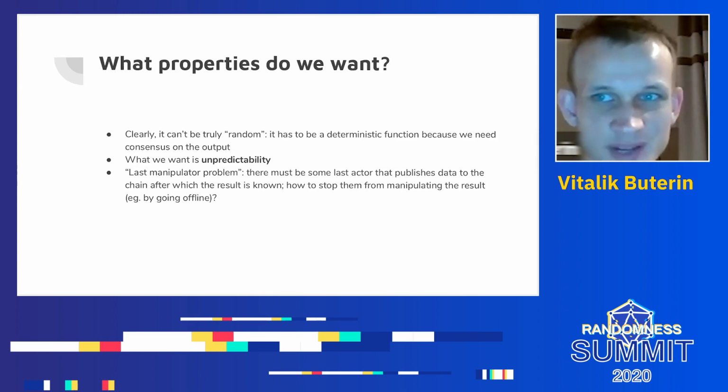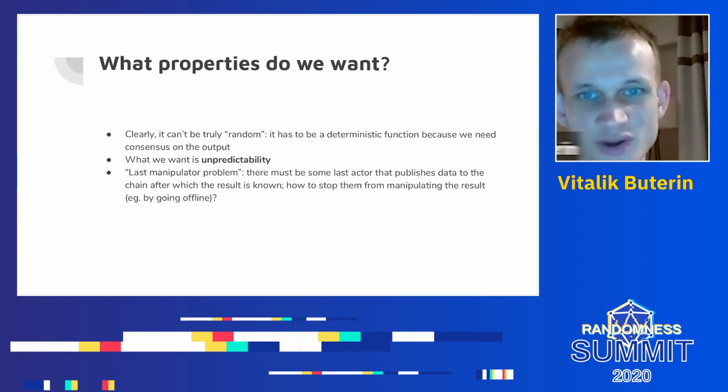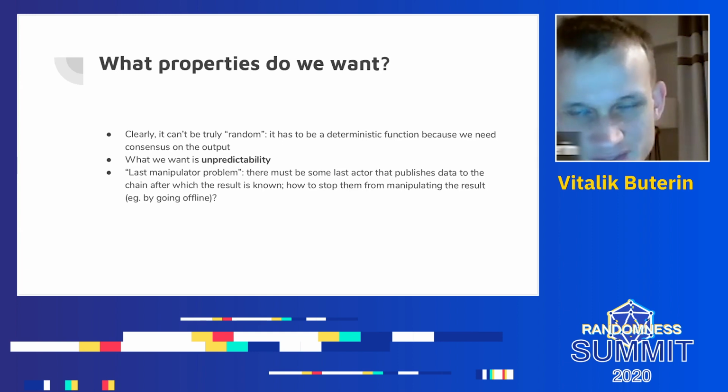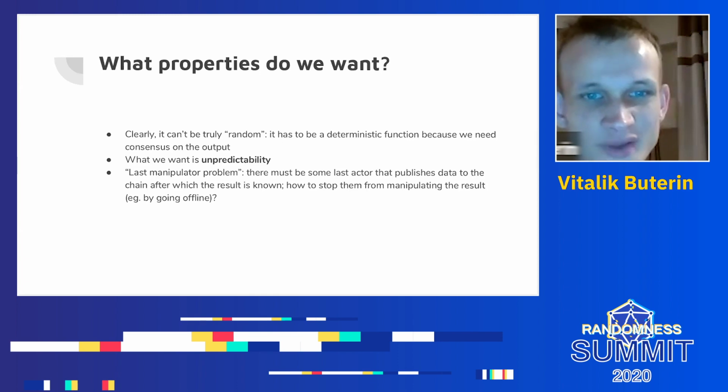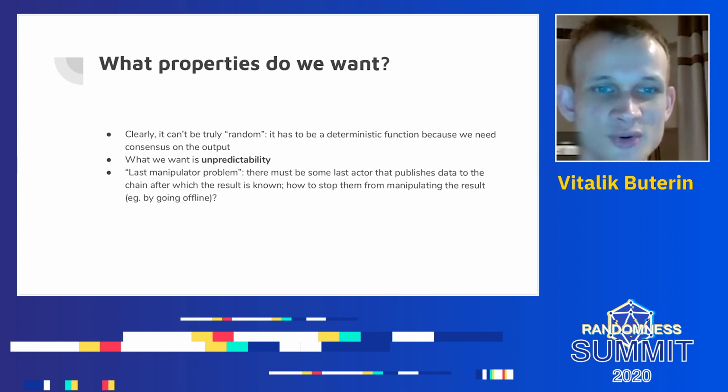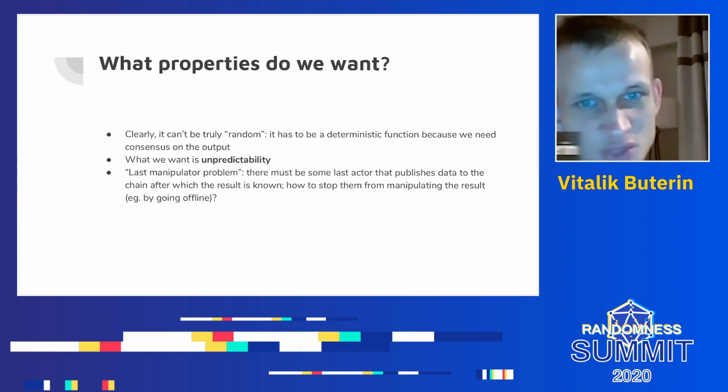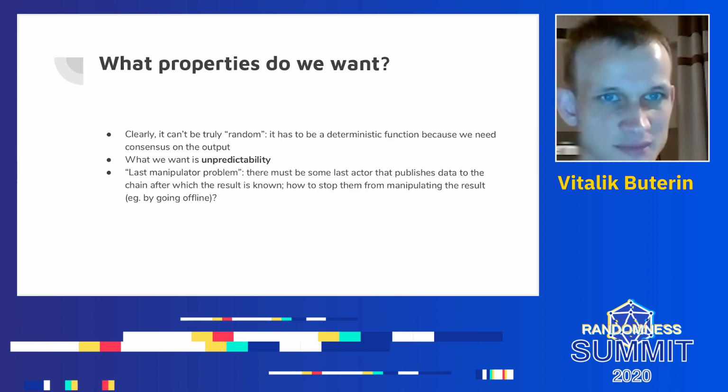Now, the main problem in these randomness designs is this last manipulator problem, or I call it last mover advantage. So the idea is that there has to be some last actor that triggers the action that causes the state change from the chain not knowing what the random result is to the chain knowing what the random result is. And this last actor inevitably knows that result first. And so they have this manipulation vulnerability where they can choose to either publish that data or not publish it. And this potentially gives them the ability to manipulate the result, at least to a small extent. And so the question is basically, how do we solve that problem?